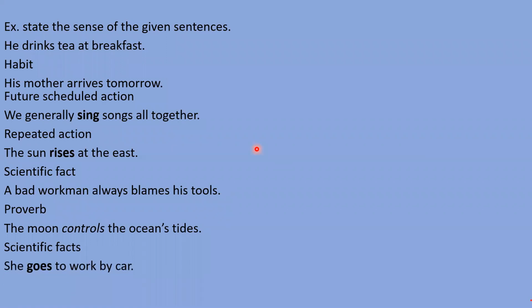Next, he goes to work by car. So what type of sense is there? Sneha, you please tell me. So habit. Yes, habit or repeated action we can say, both are right. Or general truth also we can say it. Right? Good, nice.